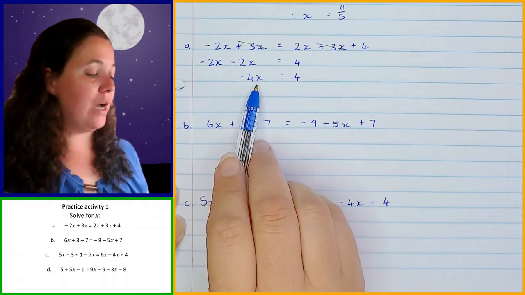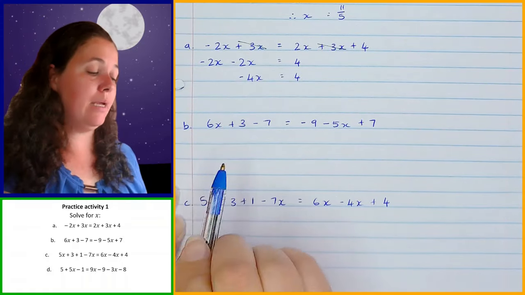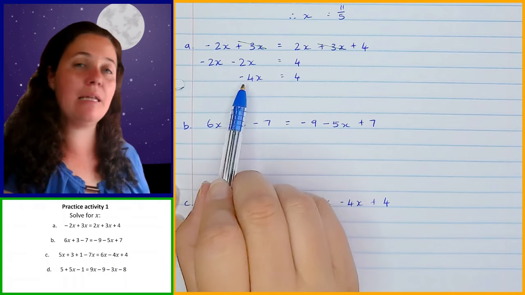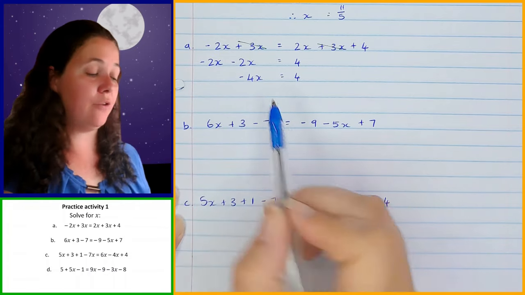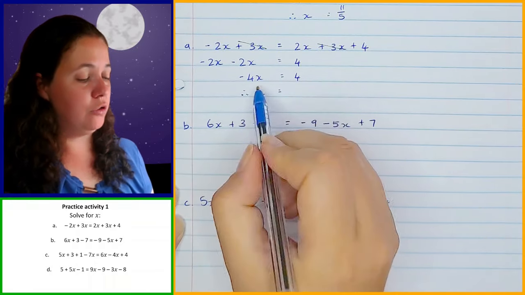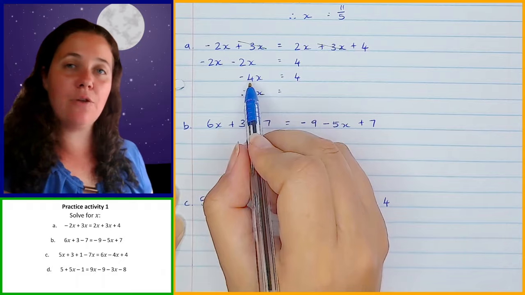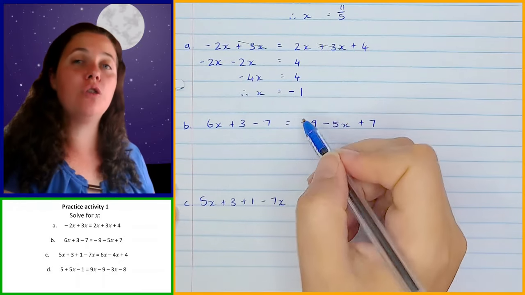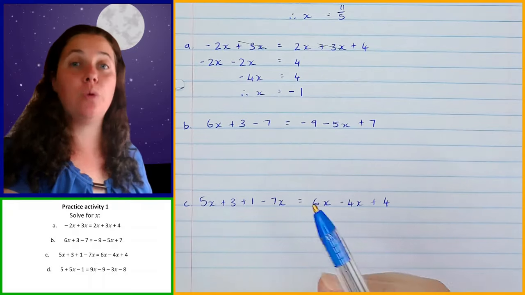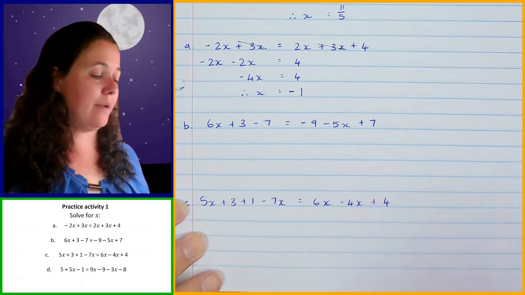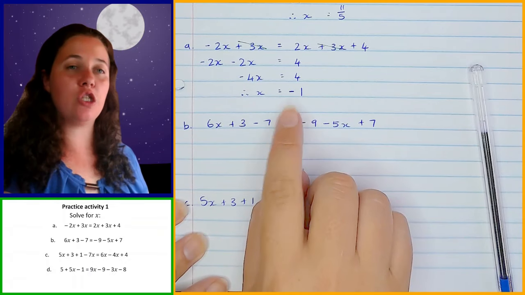Now I'm going to divide by negative 4. Remember, it's negative 4 multiplied by x. I have to divide by everything that x is being multiplied by, which is the negative 4. So I'm going to end up with x equal to 4 divided by negative 4, which is negative 1. I don't have to show the division, I can just do it. So 4 divided by negative 4 gives me negative 1. Okay, so that's what you should have got for question A.